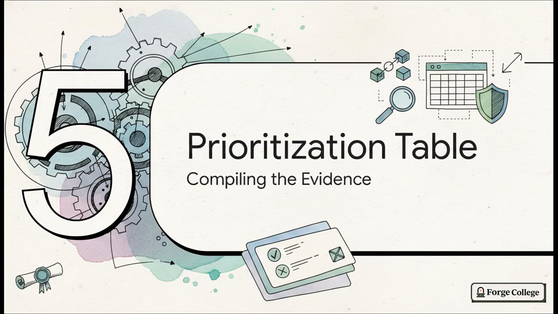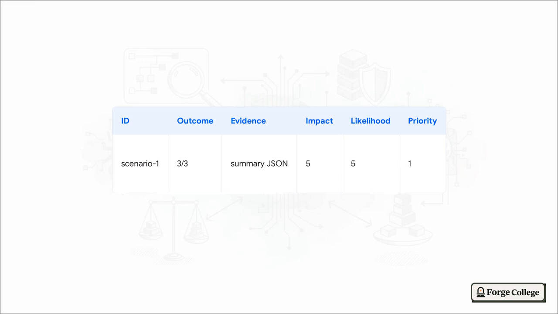Section 5. The Prioritization Table. Compiling the evidence. Let's see how this builds our final defensible artifact. Okay, this prioritization table is the ultimate goal of our entire explainer today. We're mapping each scenario directly to concrete evidence. Take a look at our reentrancy scenario here, which had a 3 out of 3 success frequency. We link that directly to our summary JSON evidence file. We give it an impact of 5, a likelihood of 5, which naturally makes it a priority 1 issue for our final audit report. Every single row in your table should look this clear and be this undeniable.